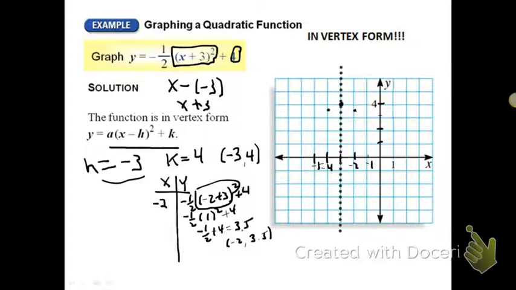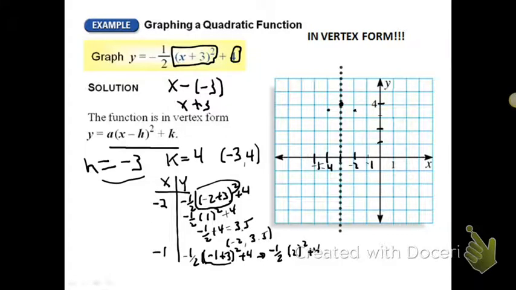Let's plug in negative 1. If I substitute in a negative 1, I'm going to get negative 1/2. Let's zoom in a little bit. And then I'm going to have times, in parentheses, negative 1 plus 3 squared, then plus 4. If I simplify inside the parentheses there, this is going to change to negative 1/2 times 2 squared plus 4.